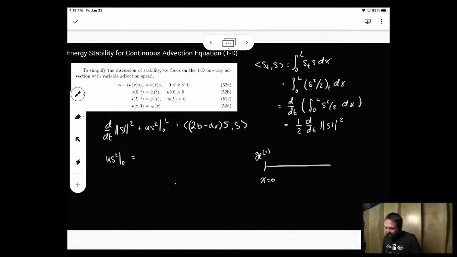GL of t here is going to be on the outside. That's where we're going to prescribe the solution, right? So somehow information is getting into our domain from the left side, and then we've got whatever our solution is on the right side here. So essentially, if u is positive, if u is going this way from left to right, I need to make sure that I'm grabbing GL of t. However, if it's going from right to left, I need to make sure that what I'm imposing on the boundary is actually the interior solution.